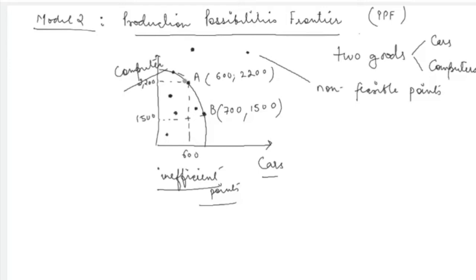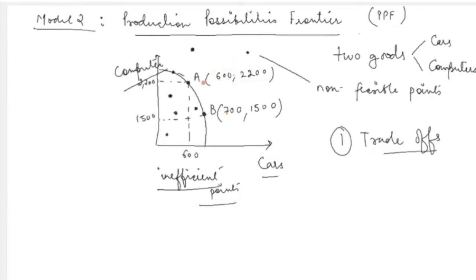Another interesting point that you can note from this graph comes from the principles that we have covered in the first chapter. The very first principle talked about trade-offs. People face trade-offs, and just how individuals face trade-offs, economies also face trade-offs. One visible trade-off here is that when the economy is at point A, it is able to produce 600 cars but 2200 computers.